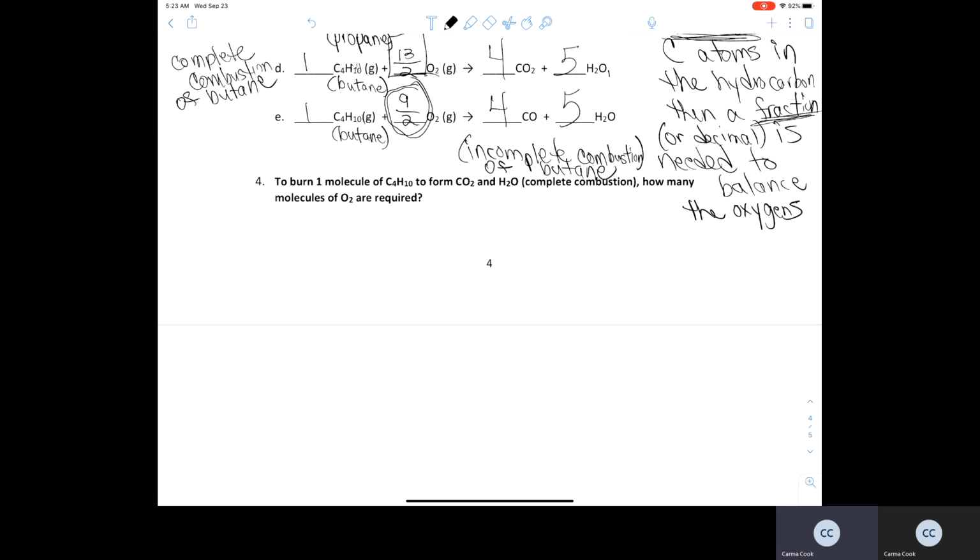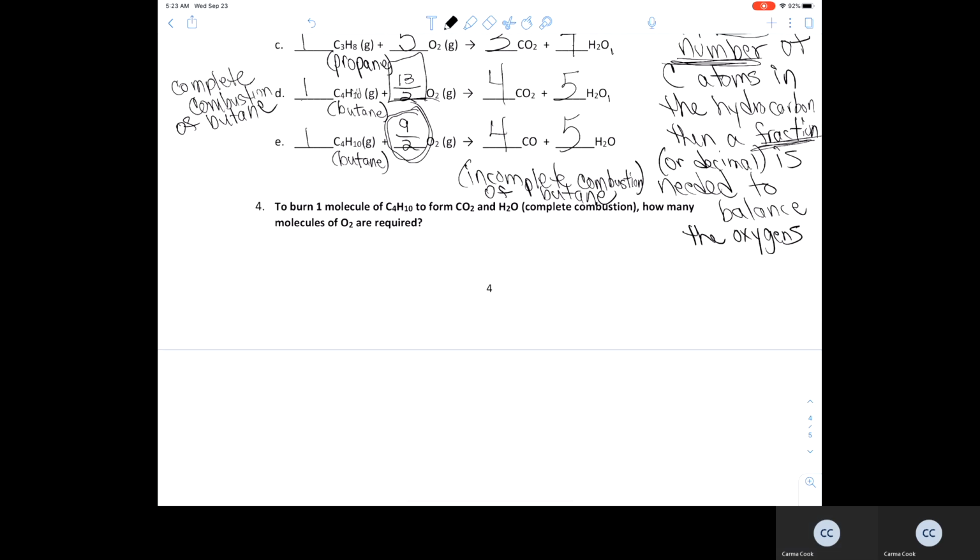Question 4, to burn 1 molecule of C4H10, we're dealing with our butane again, to form CO2 and water, which is complete combustion, because CO2 is our product and not carbon monoxide. How many molecules of oxygen are required? So we can go right back to the complete combustion reaction that we just did. We've got 1 molecule of butane. We're forming CO2 and water. How many molecules of oxygen are required? 13/2. So we already have our answer right there.